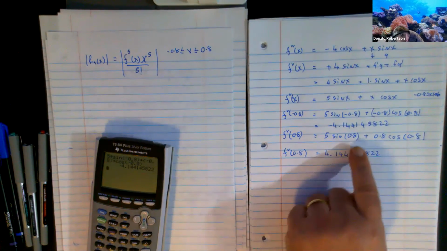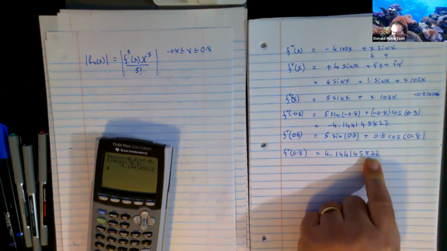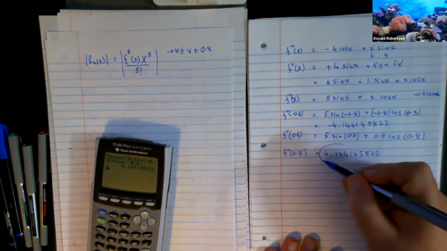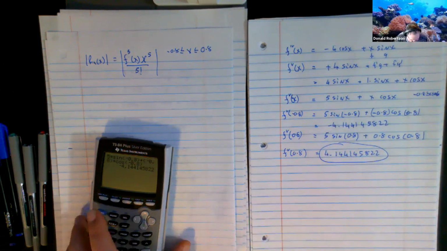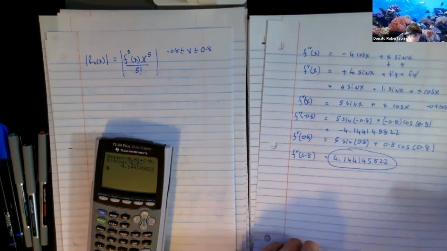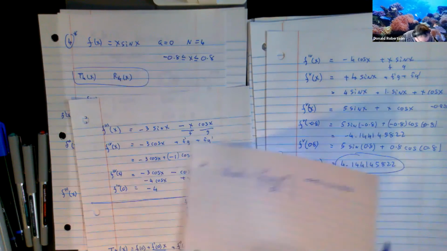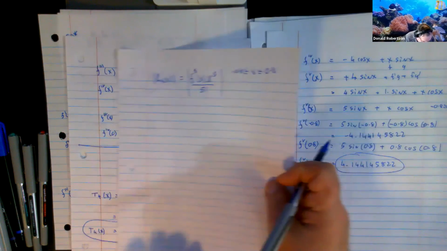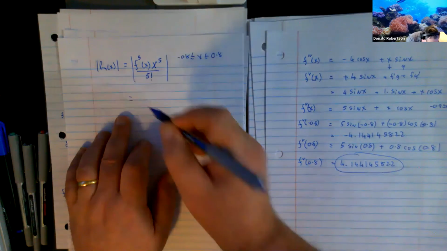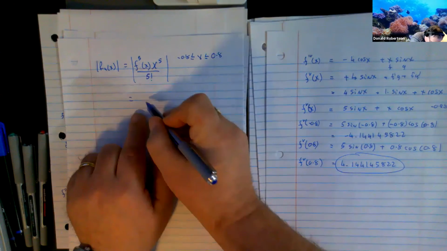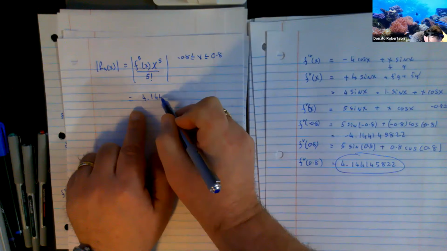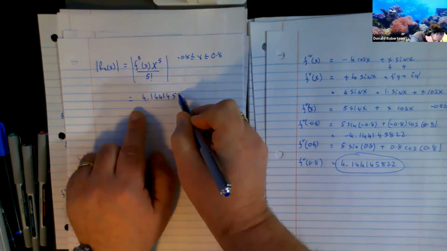Now I'm interested in the maximum value, but technically there's an absolute value around this. So I don't care if the number is very big and positive or very big and negative. We lucked out here. Aren't both of these the same number, even though the one's plus and minus? So this is the maximum value, right? Yeah. So this is the maximum value of that piece. So it's going to be 4.144145822.